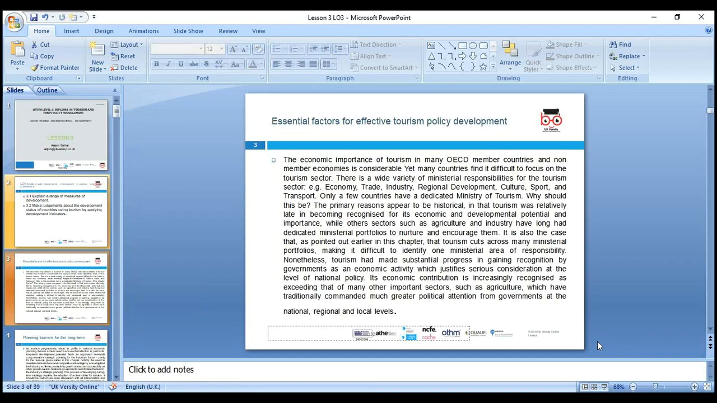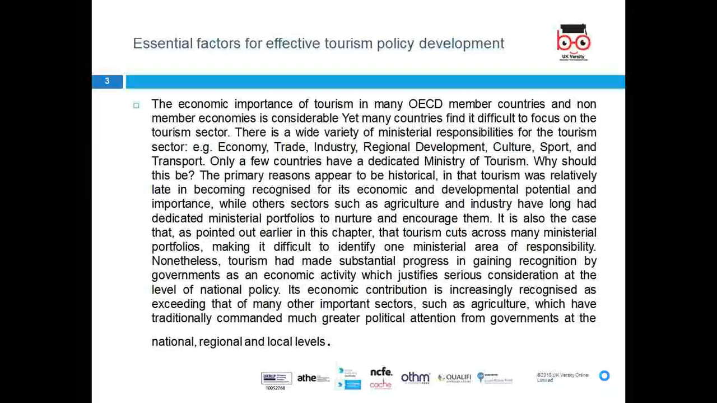So first we are looking at the essential factors for effective tourism policy. What are the essential factors? Those are economics, of course, the importance of tourism in many countries. What is the OECD? Oh, I can't remember. I forgot. Can we do a recap? Can we do a Google search? Yeah, of course. Hold on. Organization for Economic Cooperation and Development.